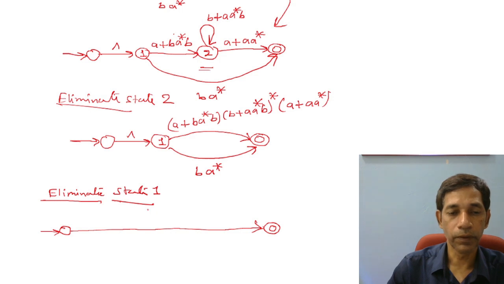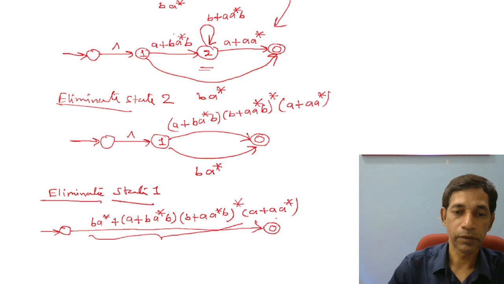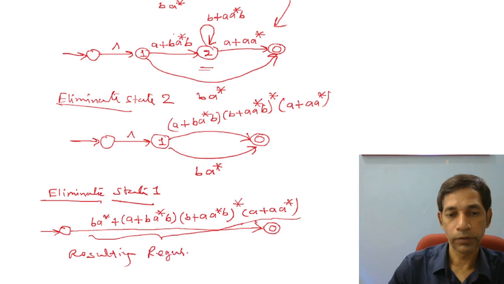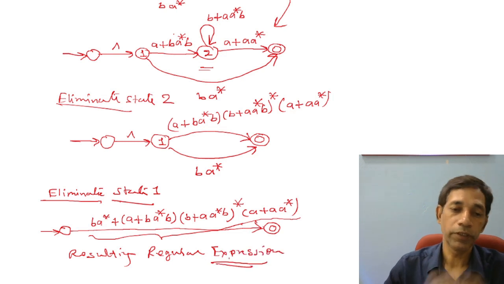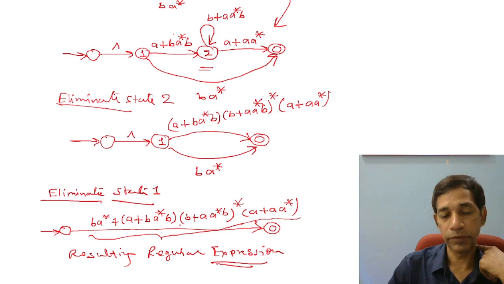What is the label? The label is what you have obtained, and this is the resulting regular expression. This is the resulting regular expression that defines the same language accepted by your machine, accepted by the given machine.